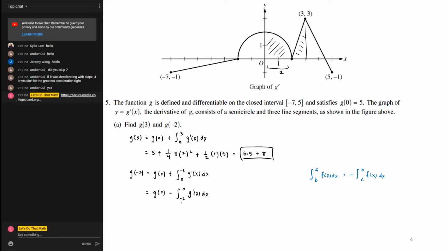The reason I'm going to put in the effort to make it negative of this is that this way, this is exactly the area that we see in our graph, so there's no confusion about that. So what is that area? Well, that area is also a quarter of a circle, because it's just exactly this area from negative 2 to 0. So that's going to be 5 plus a quarter of pi r squared, which is 5 plus pi. Oh, sorry, it's a minus, because I wrote a minus earlier, so it's 5 minus pi.